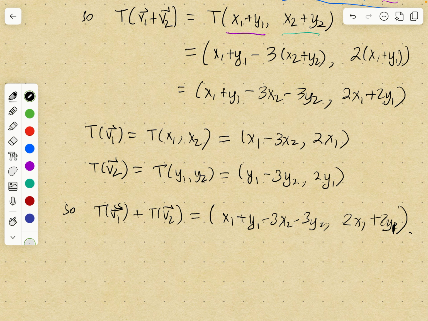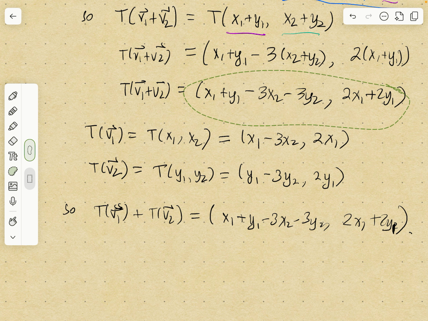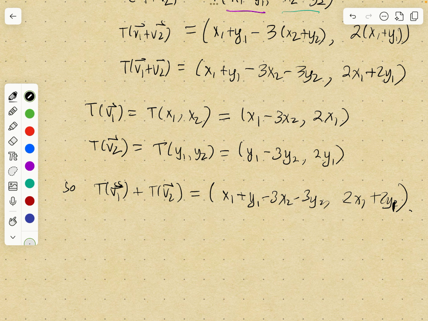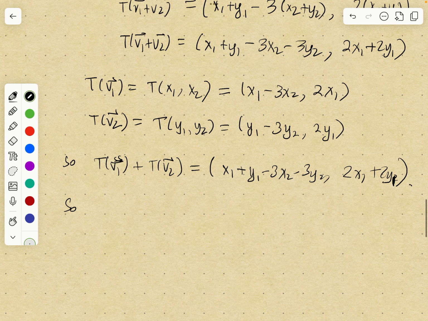And now we calculated T of v1 plus v2. We got this. And we calculated T of v1 plus T of v2. And what do you notice? We got the same thing. So therefore, T of v1 plus v2 is in fact equal to T of v1 plus T of v2. And that's the first condition that we needed to check.